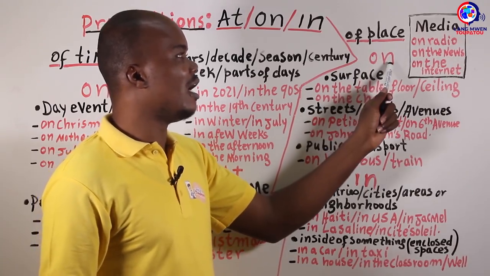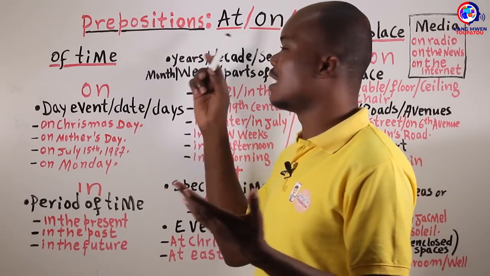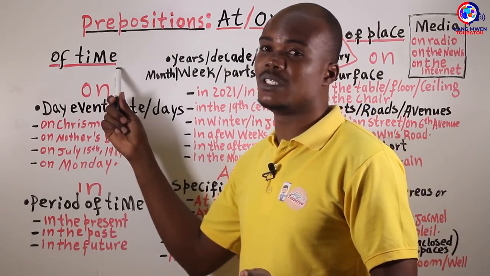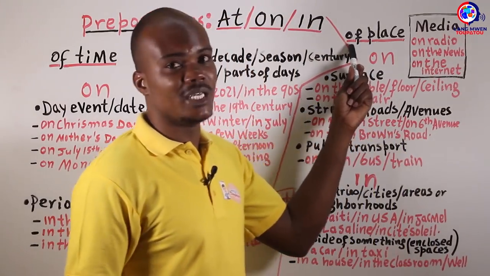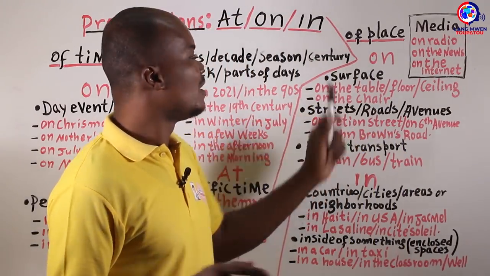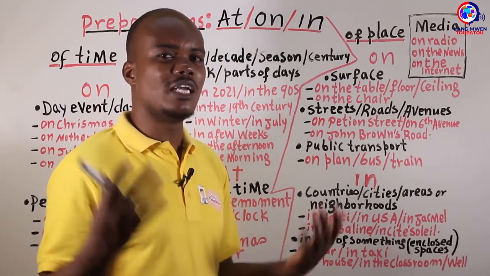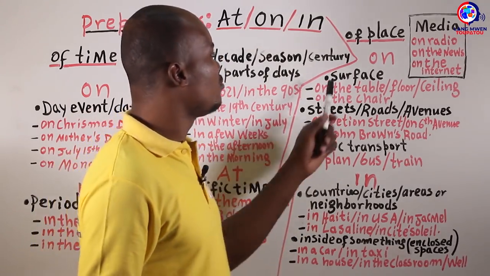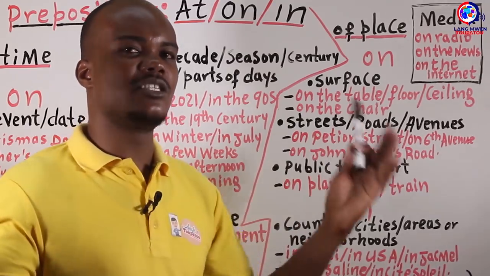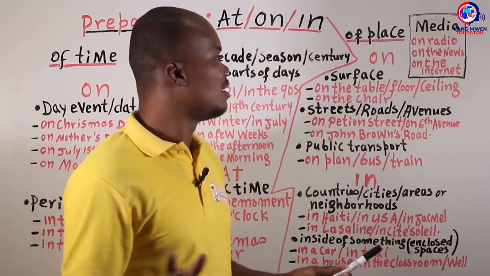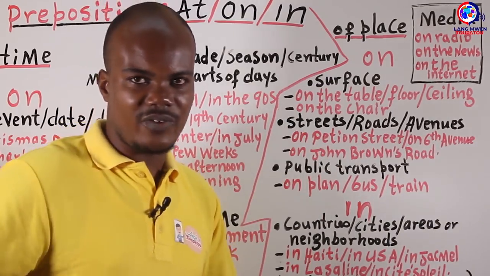So, let's get started with on, because we started with on when I was talking about prepositions at, on, and in as preposition of time. I started with on. And now, as preposition of place, I started with the same on. So, when you use on, utilisez la préposition on comme préposition de lieu. Donc, on utilise on for surface. When I'm talking about surface, je parle de surface. Everybody knows that. So, you say on the table.